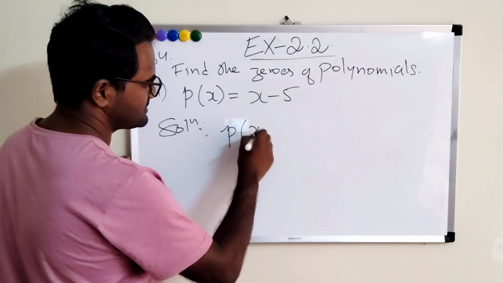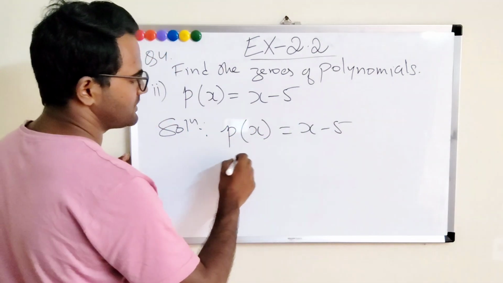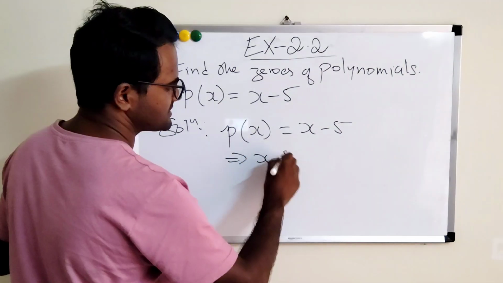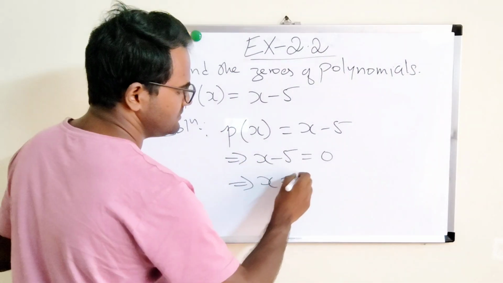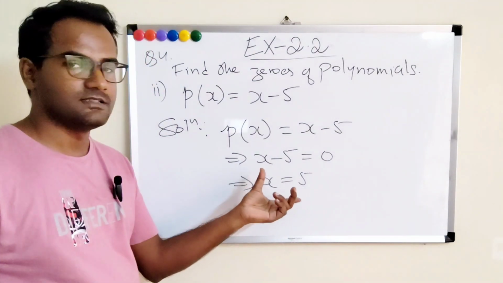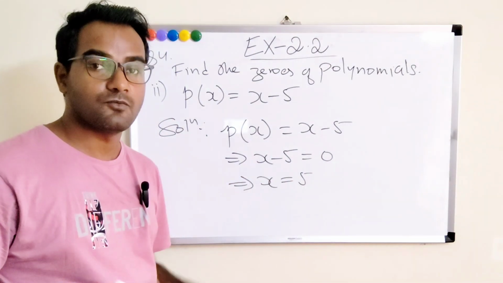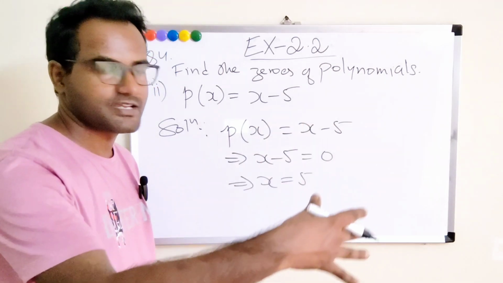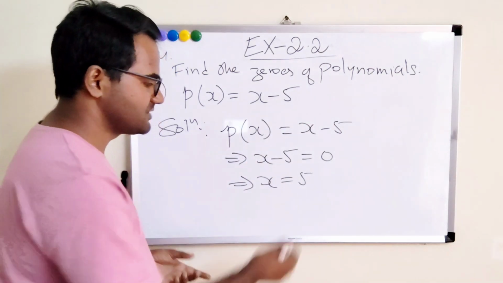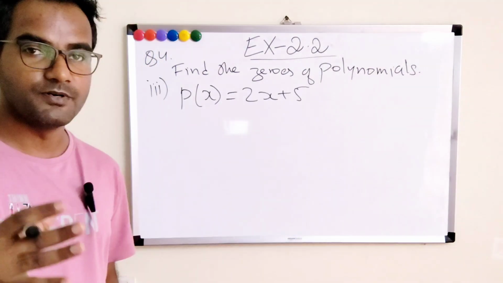P of x equals x minus 5, then we have x minus 5 equals 0, then x equals 5. Now see, this 5 has changed its sign from negative to positive. Why? Because it has gone to the other side, the right hand side, so the sign changes. Alright, you have to remember this. This is plus 5. Alright, number 3.